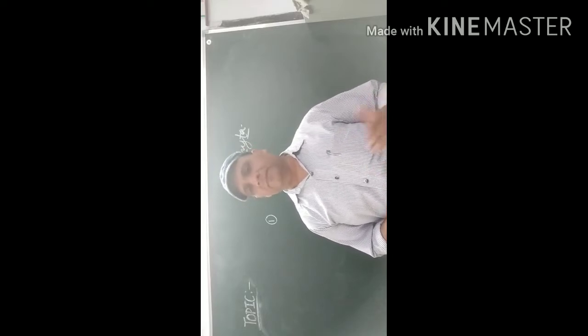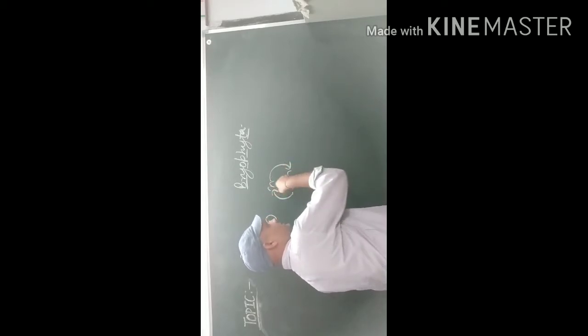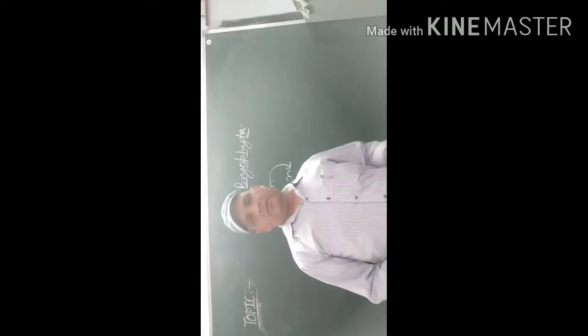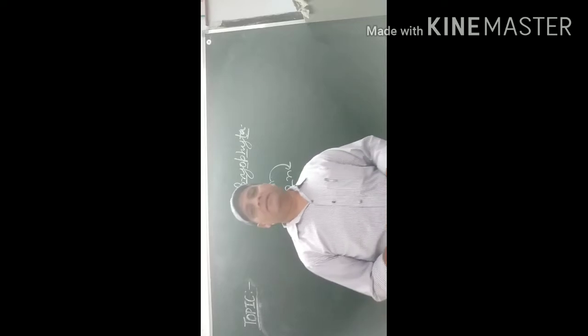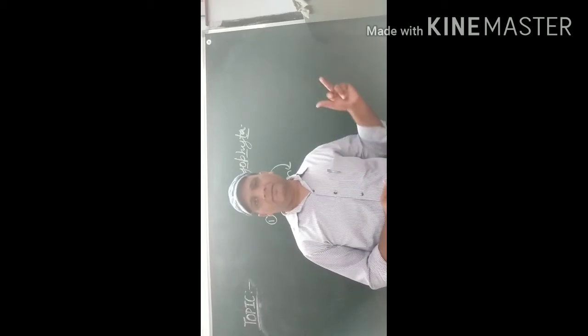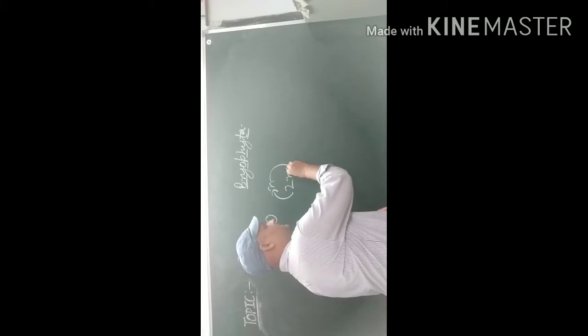They show alternation of generation. Alternation of generation means n, 2n, n, 2n: gametophyte to sporophyte, sporophyte to gametophyte. These two generations come alternately in the life cycle of the plants.